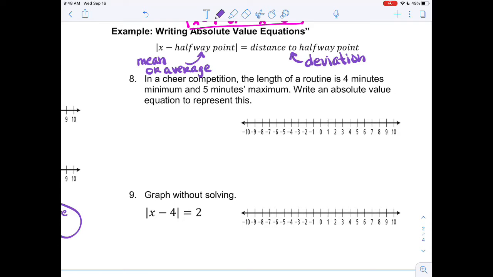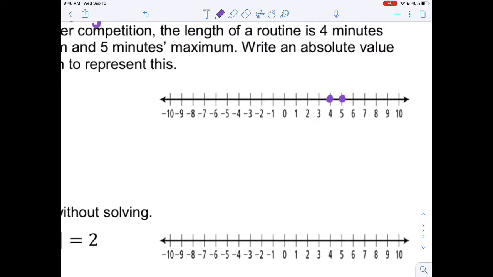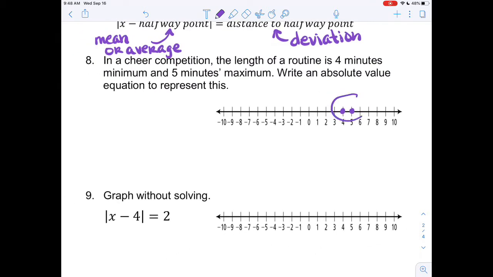In a cheer competition, the length of a routine is 4 minutes minimum and 5 minutes maximum. Write an absolute value equation to represent this. So we have 2 dots on our number line. We are starting with our number line here because we have our solutions. I'm going to blow this up a little bit so that you can see it better. So I'm going to take this and redraw it down here, kind of exaggerated so that you can truly see: here is 4, here is 5, and these are our 2 points.